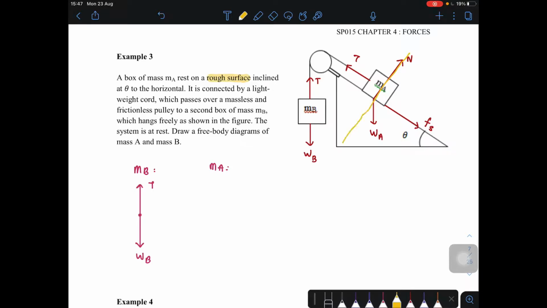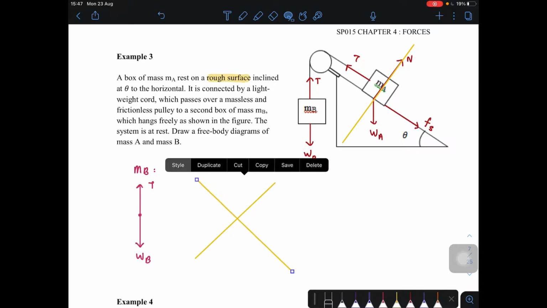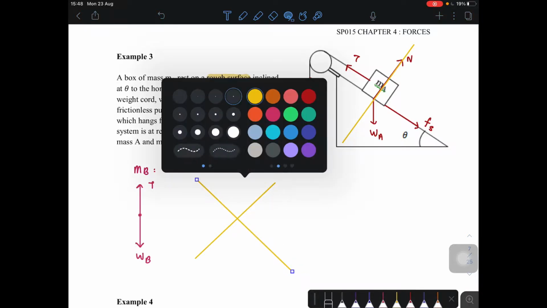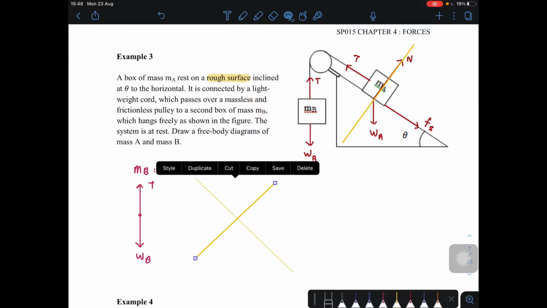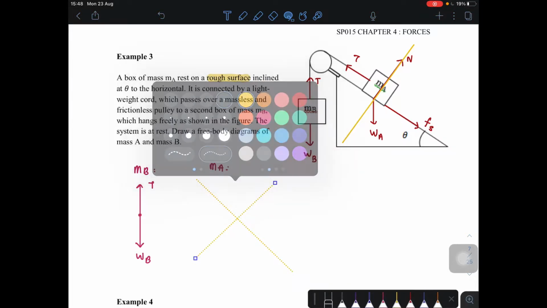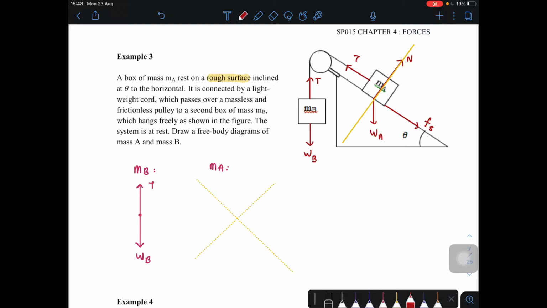So, when we draw the axes, we will assume that N, the normal force, is on the y-axis. So we draw the y-axis like that, and this one is the x-axis. And the axes must be dotted lines. They cannot be full lines. Okay, dotted line. And after that, we follow.